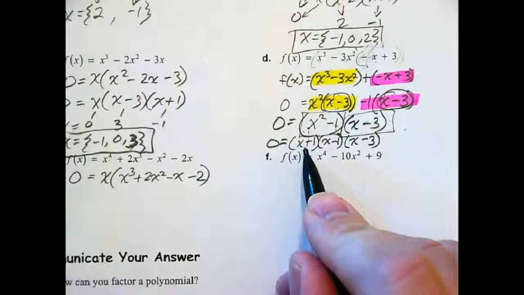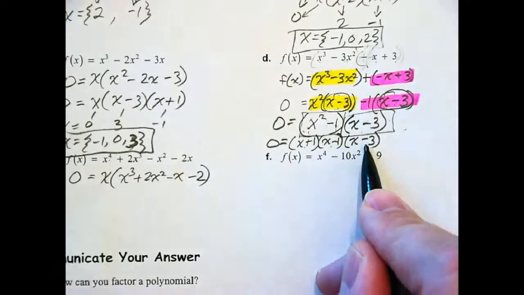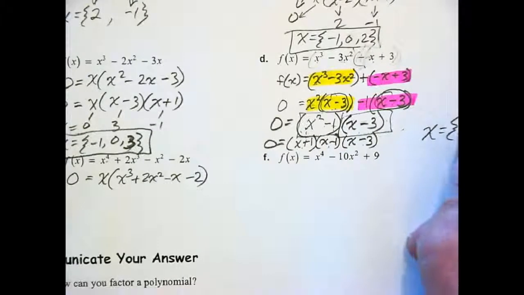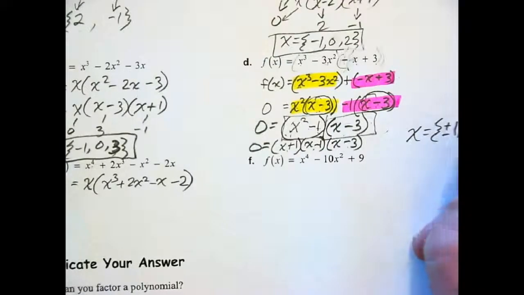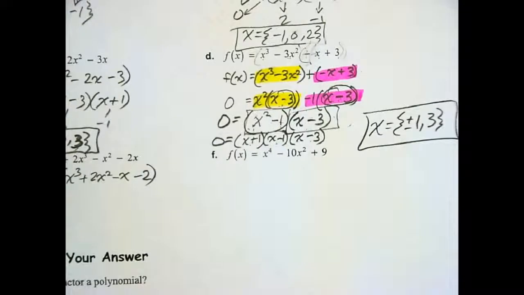Your solution here gives you -1. Your solution here gives you 1, and your solution here gives you 3. So our solution set is x equals plus minus 1 and 3. Notice we're lazy, so we only want to write the number 1 once, so we put plus minus. Okay? It's a lot of work.